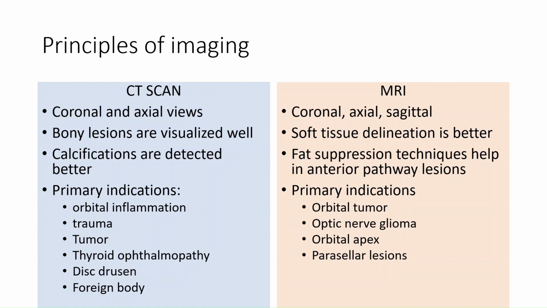So what are the differences between the CT scan and an MRI? CT scan is a more sophisticated form of an X-ray in which you have multiple tubes of X-ray going around the patient and multiple receptors which catch the signals from the body and reconstruct it in a 2D fashion. So you can have coronal and axial views, and here the bony lesions are very well visualized and you can detect calcifications better. It's just like an X-ray, just that you can have a better identification of structures.